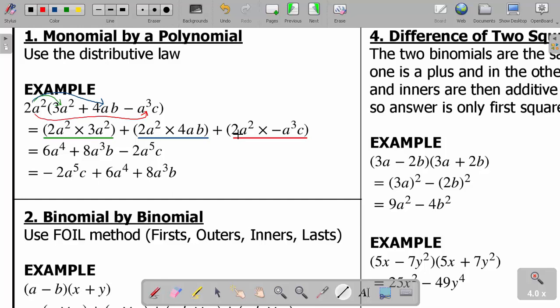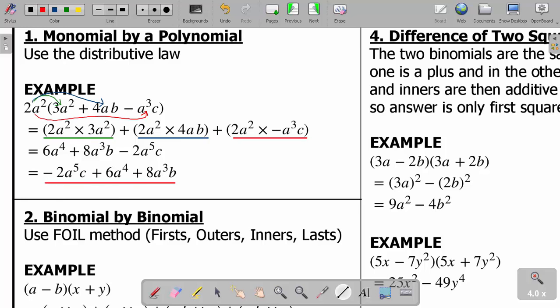Then here, 2a squared times negative a cubed c. Now a positive multiplied by a negative gives us a minus, so I got minus here. Now this is a squared, this is times a power 3, which makes a power 5. So that's going to be negative 2a to the power 5c. Okay, so now we rearrange from the highest power. It's going to be negative 2a power 5c, then plus 6a power 4, plus 8a cubed b. This is our final answer.